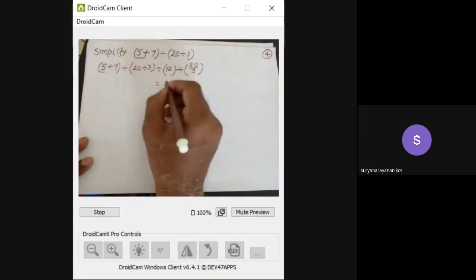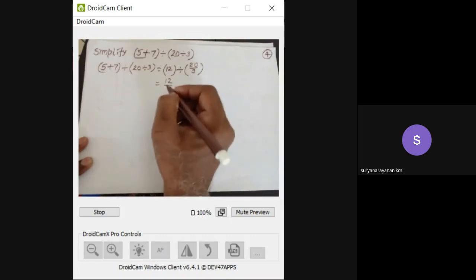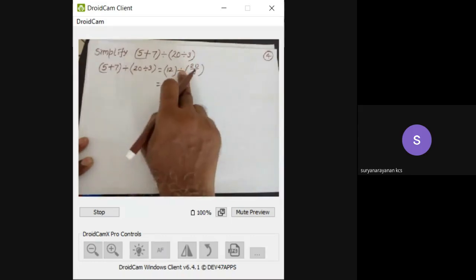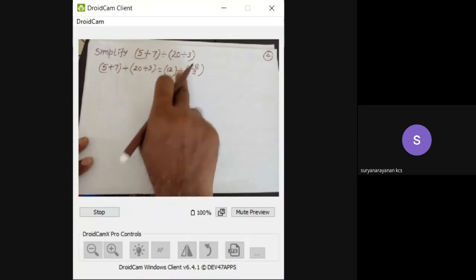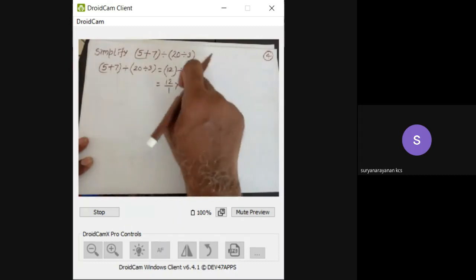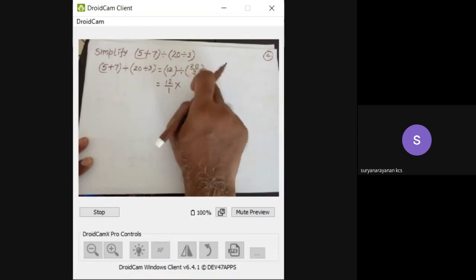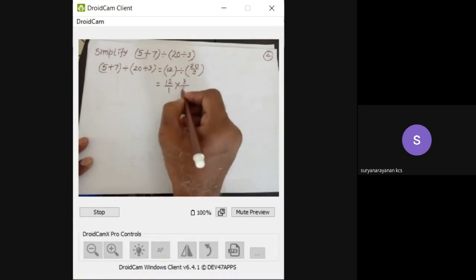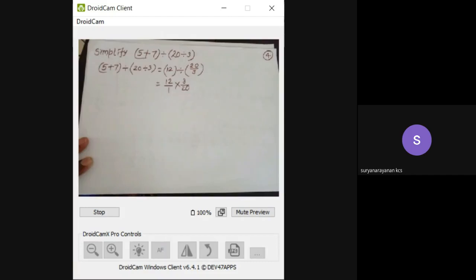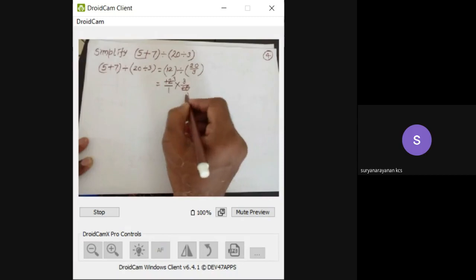See here, my dear children, here 12. We can write it as 12 by 1. Previously, I told you. We replace divided by symbol by into symbol. And after that, we write the reciprocal of the second fraction. What is the reciprocal of the second fraction? 3 by 20. Yes or no? Now, 4 table. 4 3 times. 4 5 times.